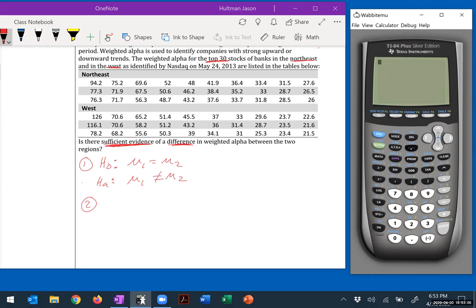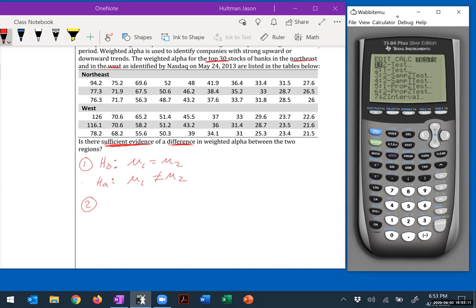Well, let's go to stat, arrow over to tests. And I believe that this is the 2 sample t-test, number 4. Okay, so that's 2 sample t-test. Why 2 samples? Because we have 2 sets of data here, the Northeast and the West. The Northeast and the West data. We're going to compare the 2.